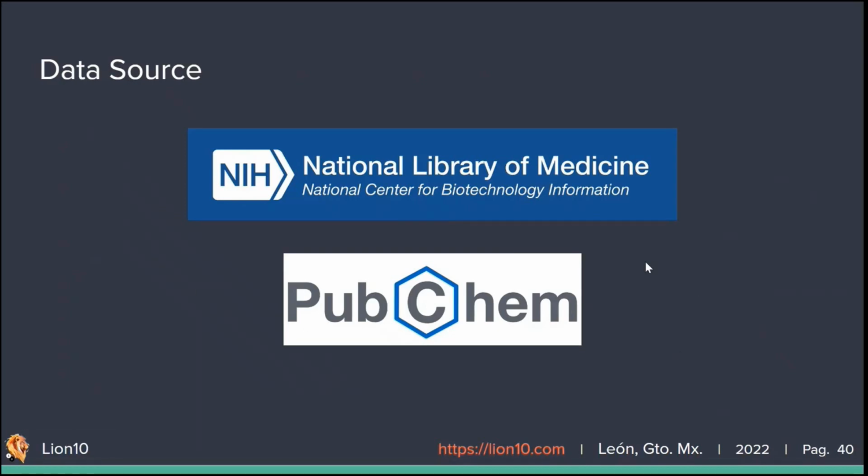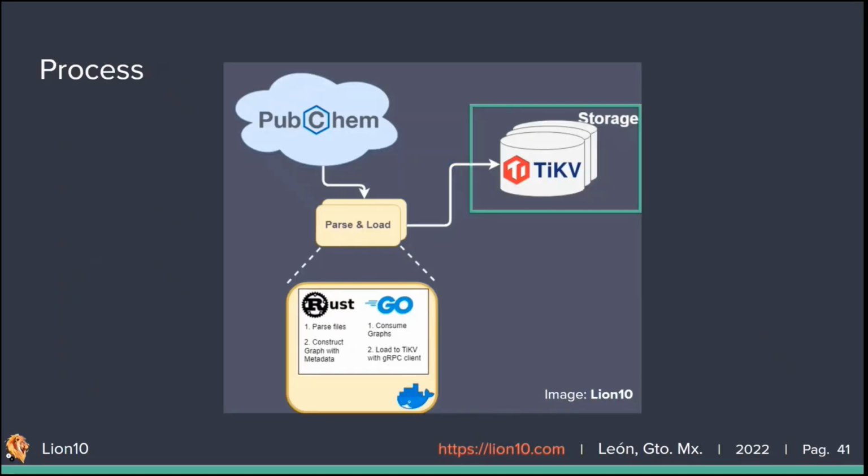This database contains about 110 million chemical compounds. These chemical compounds must be transformed into graph format along with their metadata. So we will then store our data in our database so that our analytical and transactional systems can use it reliably.